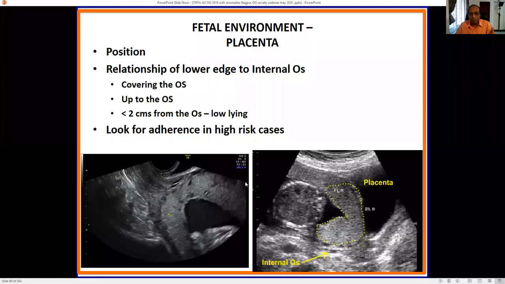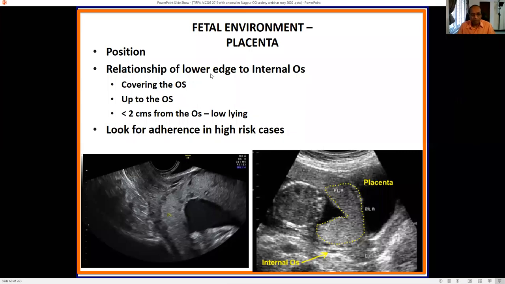So we have finished the 20 planes. All whatever we need to examine and see the anomaly that could possibly be seen there. There's much more we can do, but for doing a routine screening, if you achieve this much, this itself is absolutely fantastic. Now, when you go to the fetal environment: placenta, liquor, and cord.